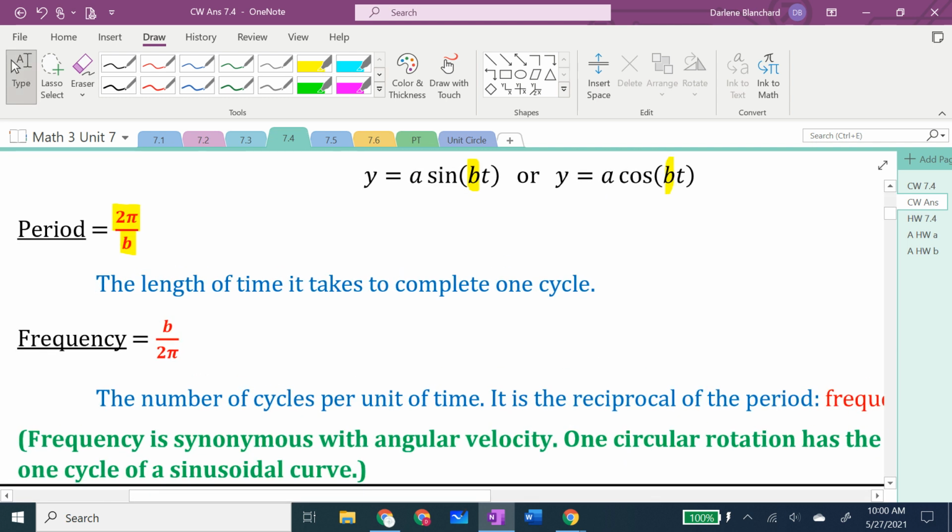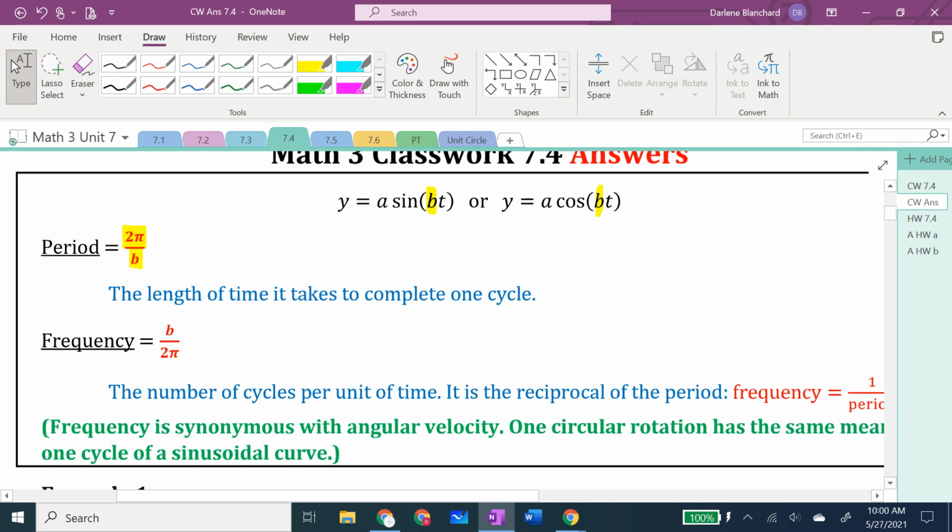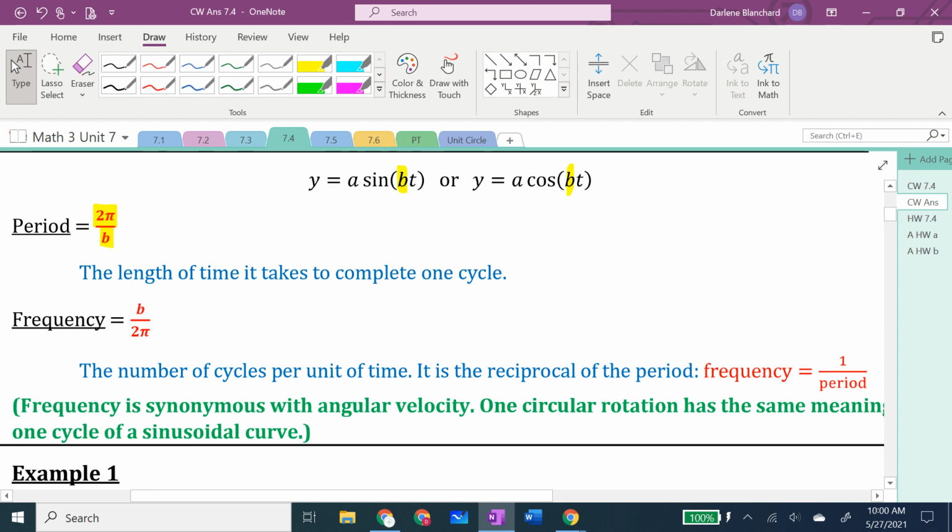Okay, so frequency. Frequency is just the reciprocal of that because it's looking at the number of cycles per unit of time. So it's looking at, say, for example, per second, how many cycles does this wave go through? Or maybe it's per minute. How many cycles do we go through per minute? So it's just taking the reciprocal of the period.